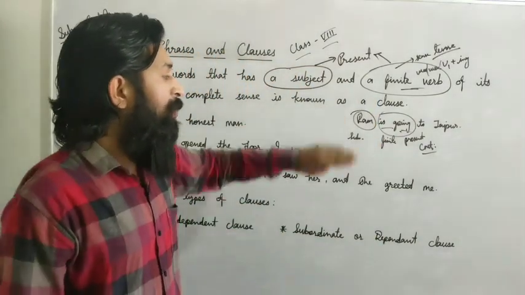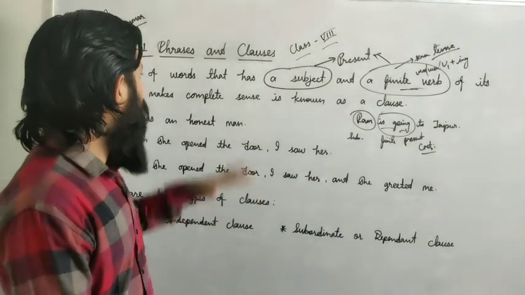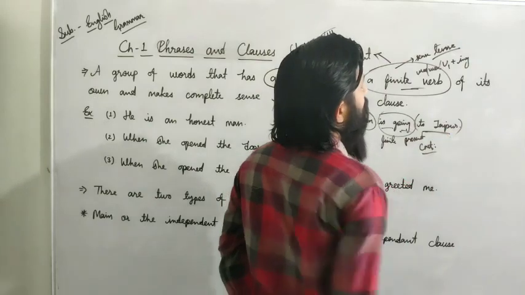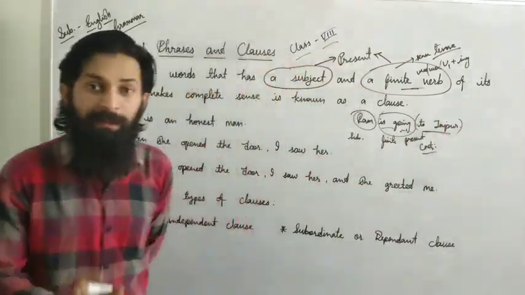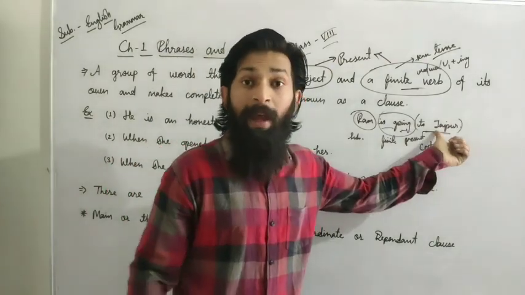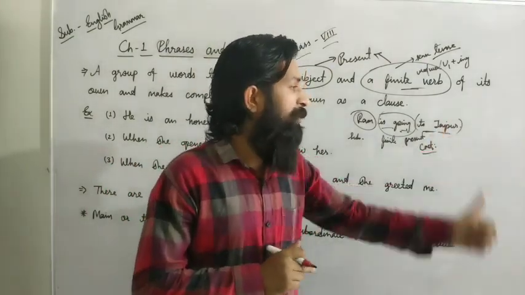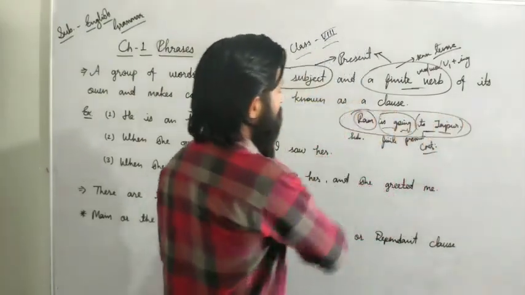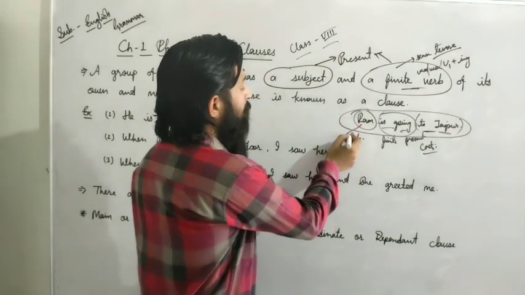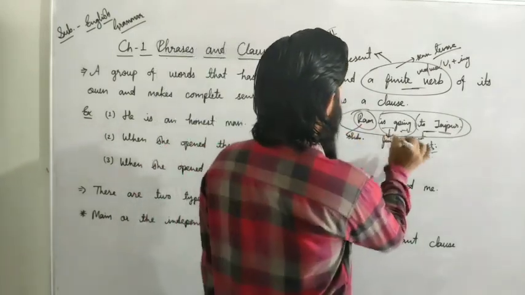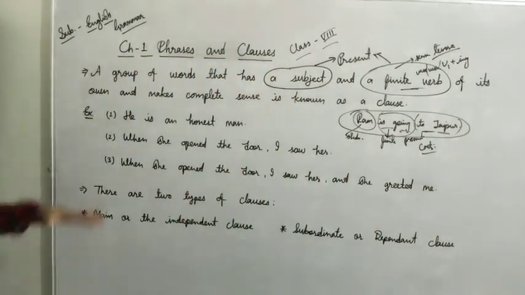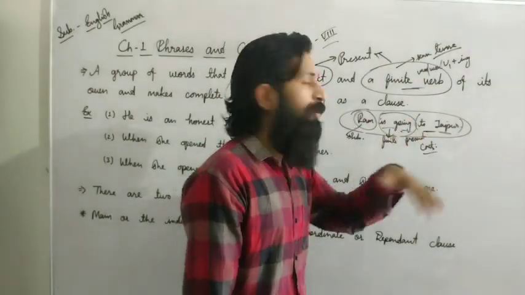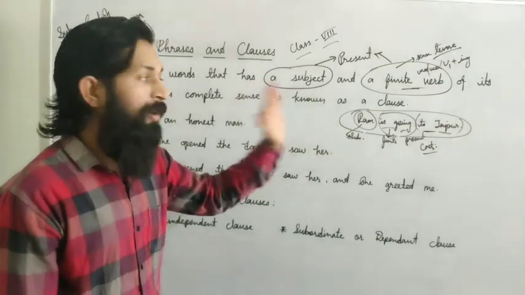And if we demonstrate phrases and clauses with this sentence, then "to Jaipur" is known as a phrase, because there is no subject and no finite verb. If we talk about clauses, then the complete sentence formation is a clause, because it is closed. The subject is here and the finite verb is here. In the definition we already mentioned a group of words that has a subject and a finite verb. So we can say that it's a clause.